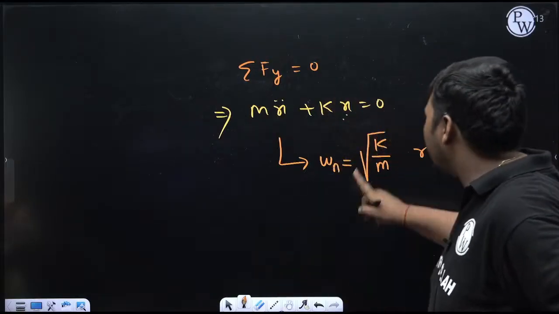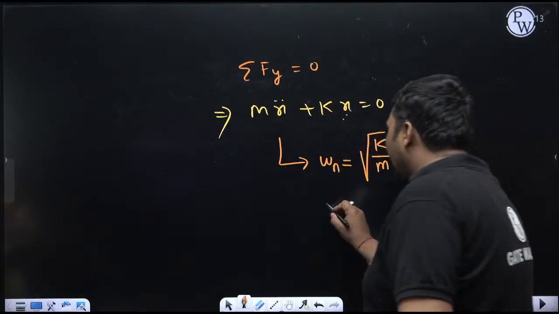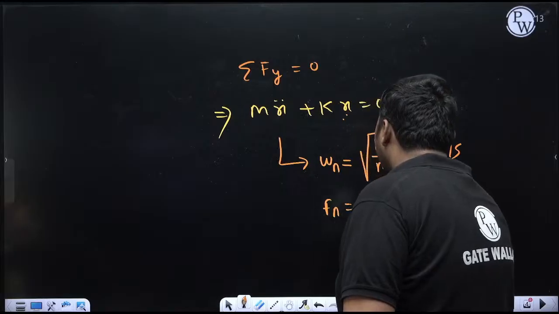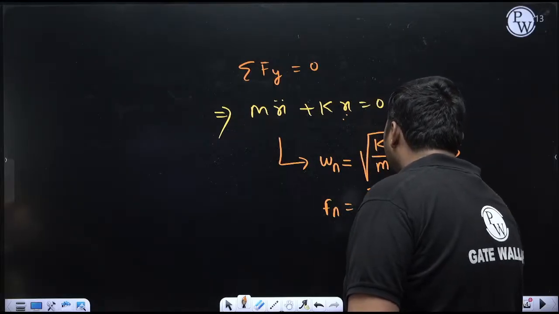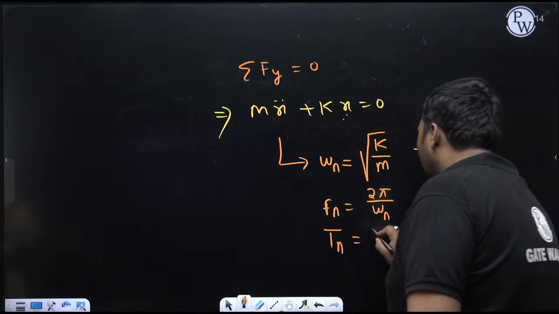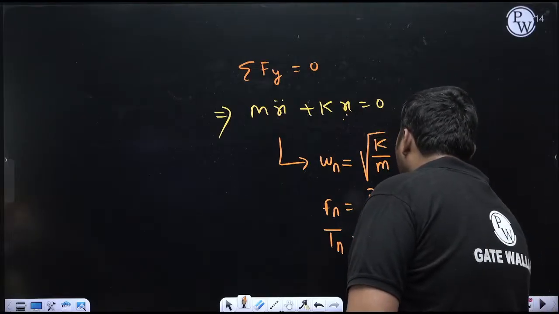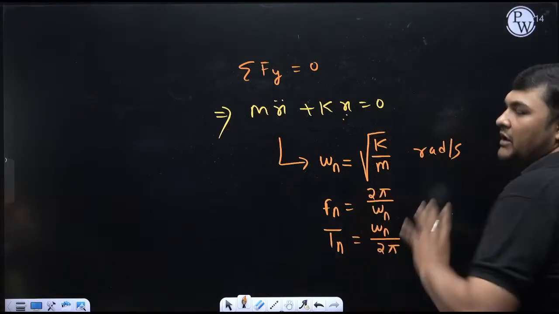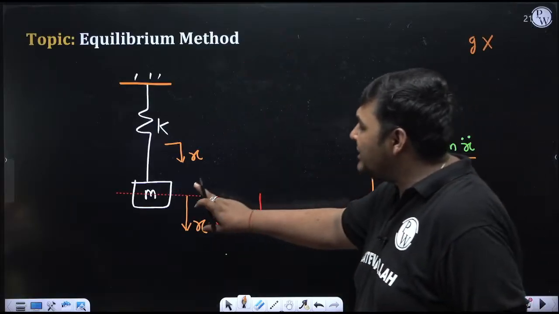After calculating the natural frequency in radian per second, you can calculate the frequency in hertz also, because the formula for frequency in hertz is omega n upon 2 pi. You can calculate the time period of natural vibration also, which is 2 pi by omega n. But for that, first we need to calculate omega n. But that was linear vibration.